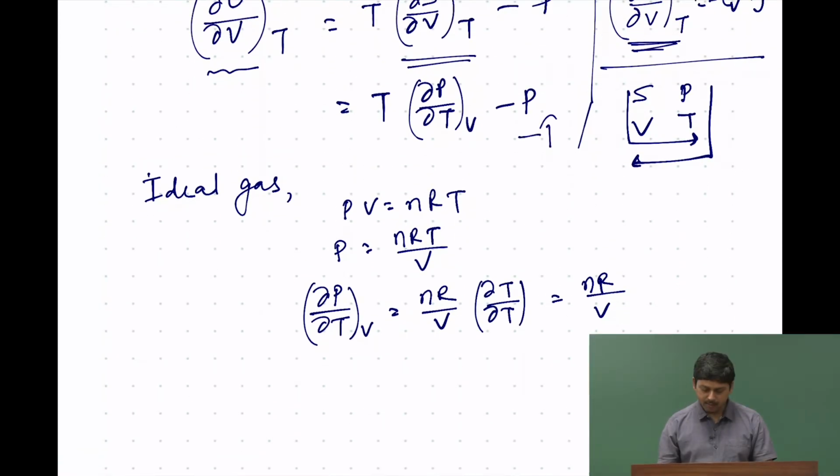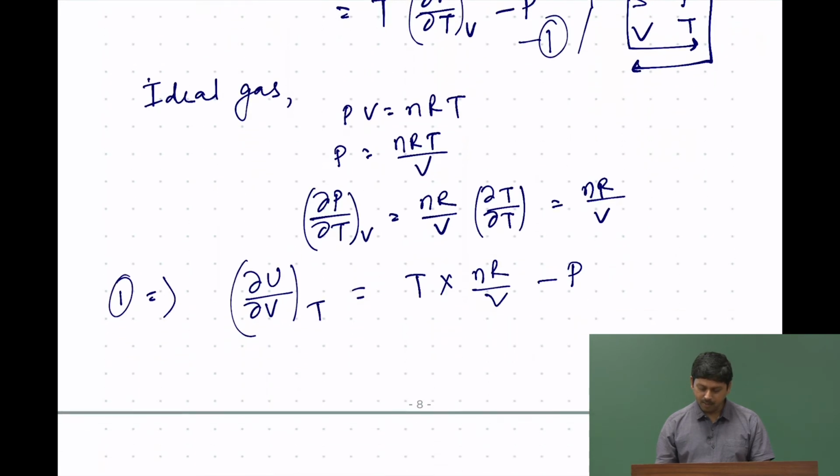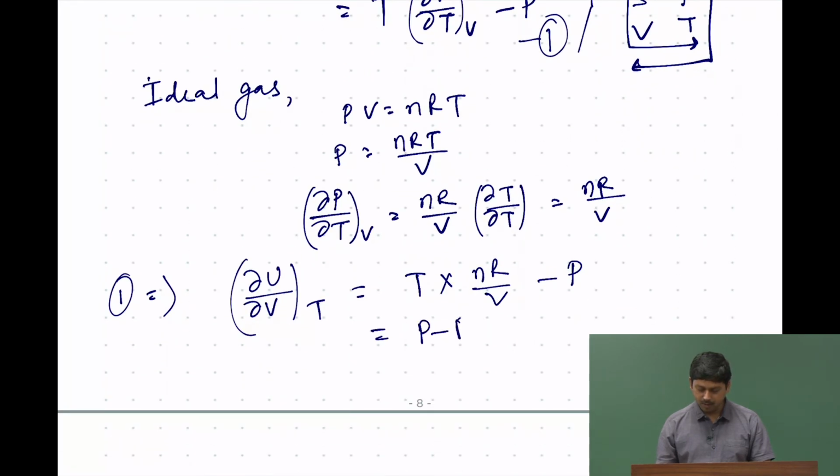Now, I put that above in equation 1: del U by del V at a constant T is T into nR by V minus P, and you know nR by V is nothing but P. So, P minus P equals 0. So, you can see that del U by del V at a constant T is 0. Since that is 0 and Cv is non-zero, Nj must be 0. So, Joule's coefficient is 0 for an ideal gas. However, that is not true for a real gas, and that we are going to show you.